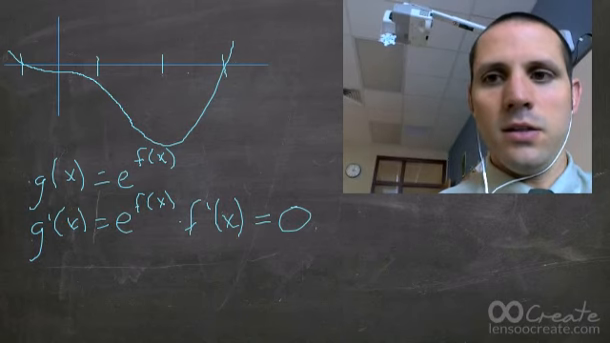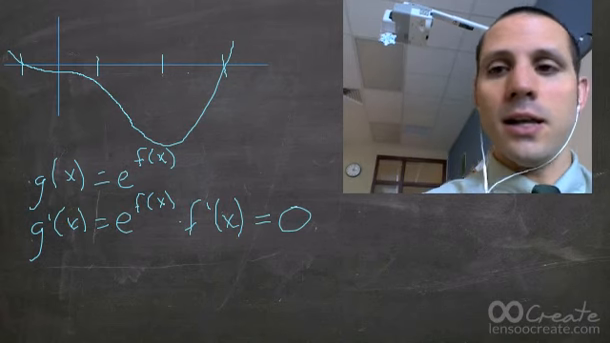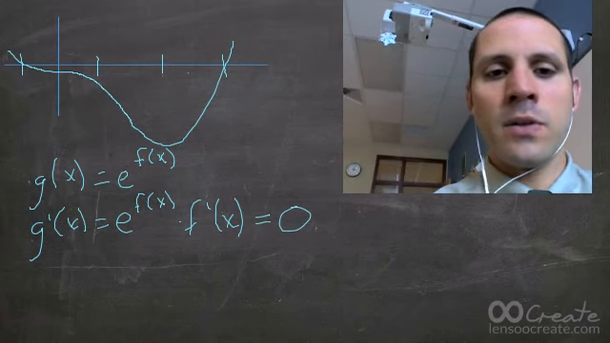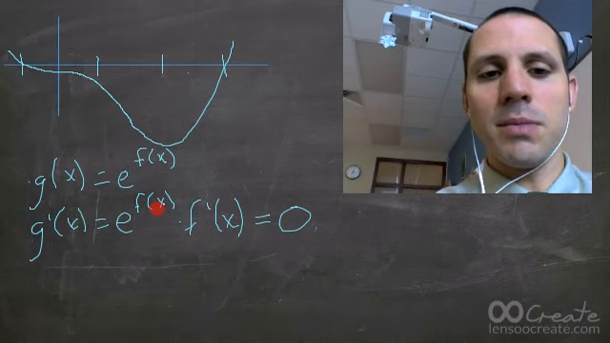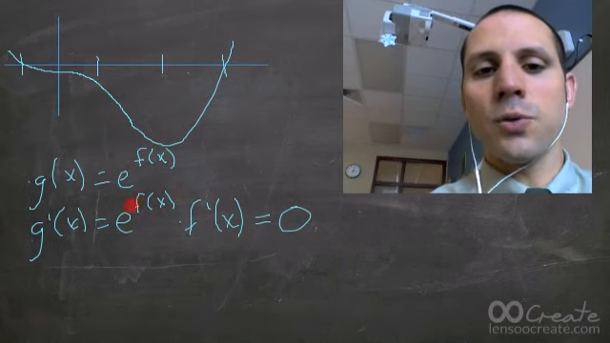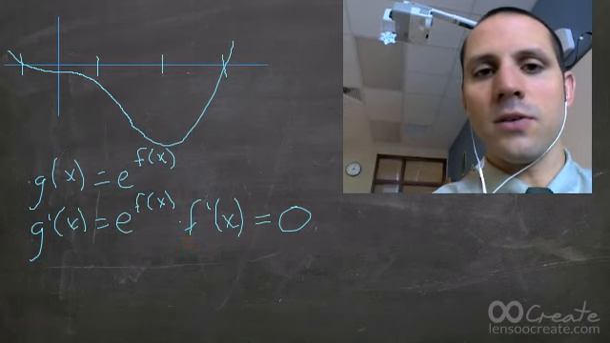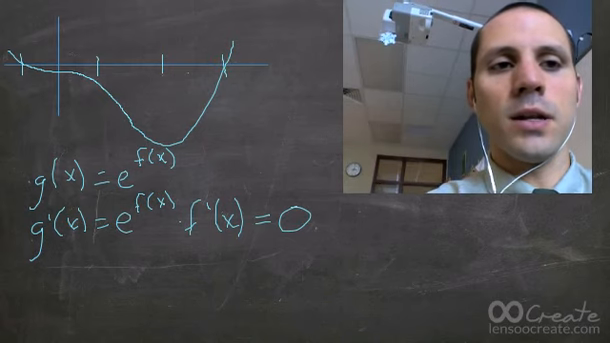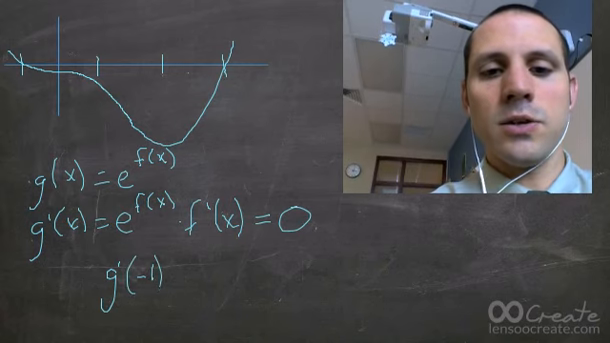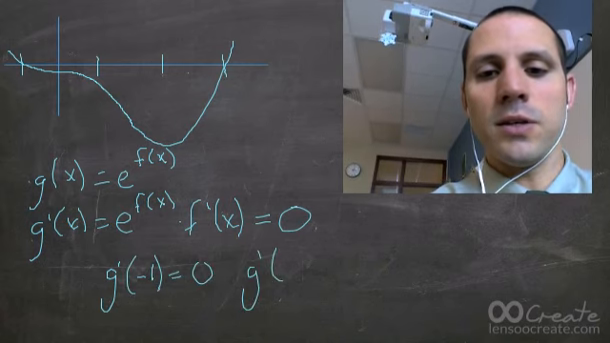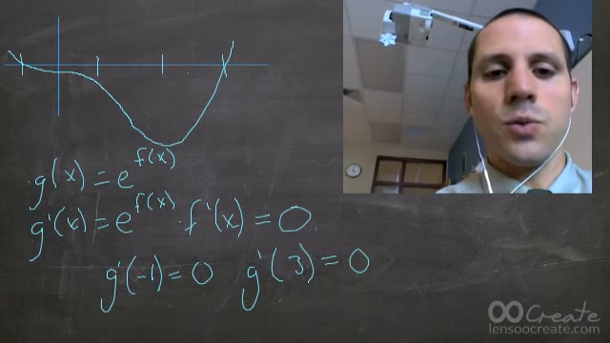Now, what numbers do I put in where? It's a recognition, and a lot of AP problems are like this. This will never be 0. E to any power, even if it's negative 100, is always going to be a positive number. So really, we're only concerned with f prime of x. Where is that 0? That is 0 at negative 1 and 3. So g prime of negative 1 is 0. G prime of 3 is 0. So those are the only two options to have a maximum or a minimum.